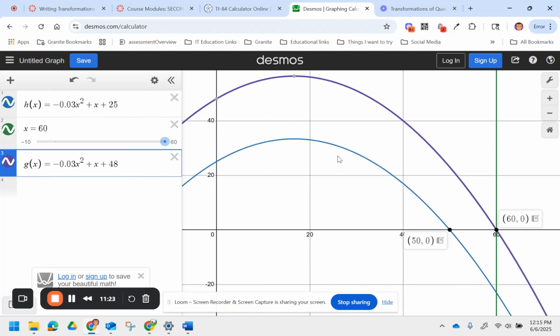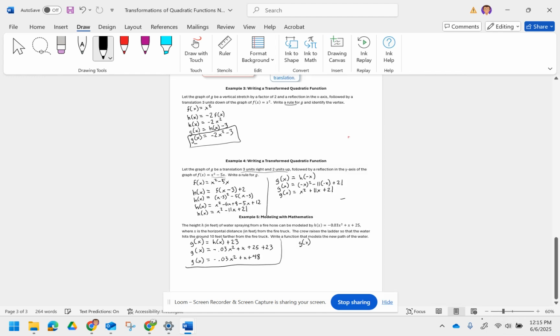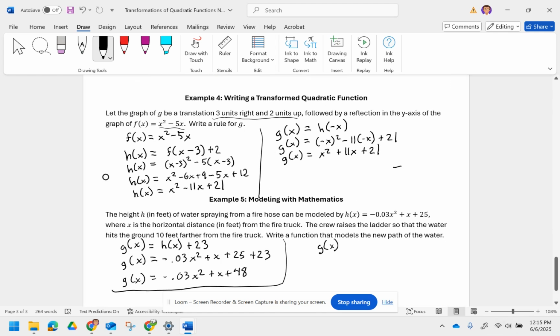Okay, now this was not the only way to approach this problem. We knew that we needed to get 10 feet farther. We could have also assumed that we could just do a horizontal translation, 10 to the right. So we could have done g of x is equal to h of, we want to go 10 to the right, so we'd have to do x minus 10.